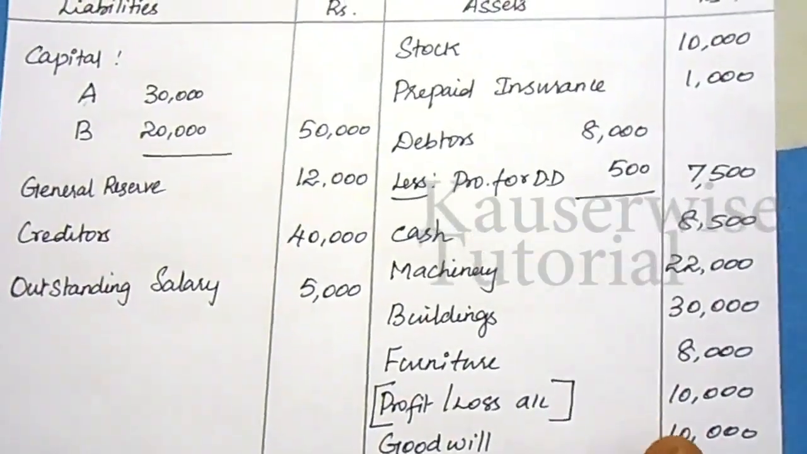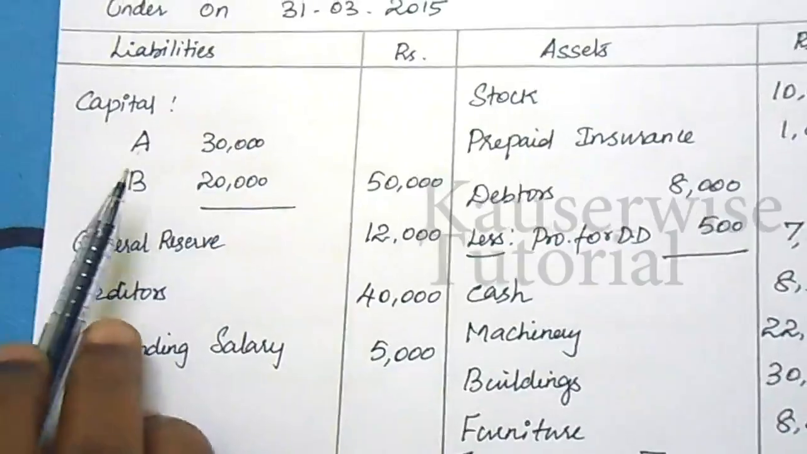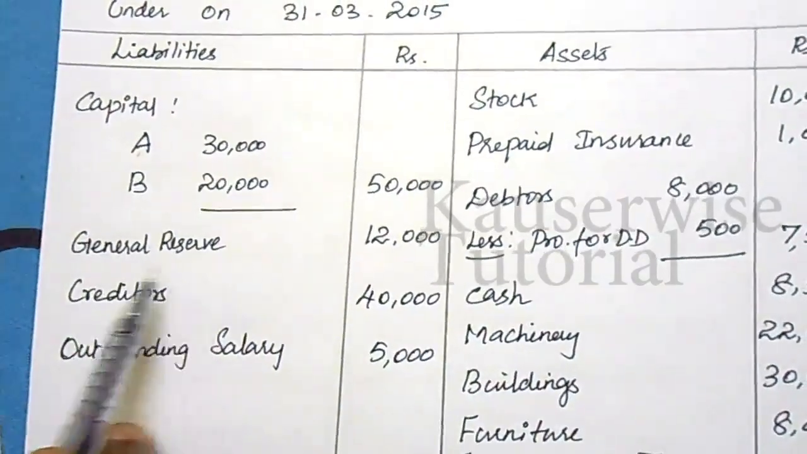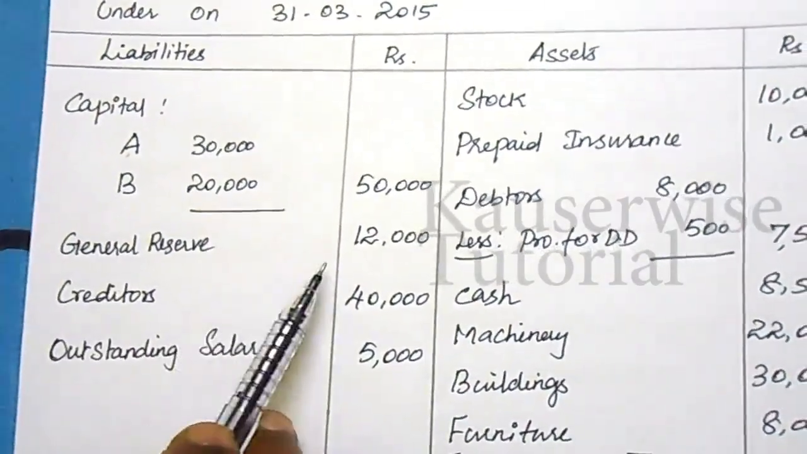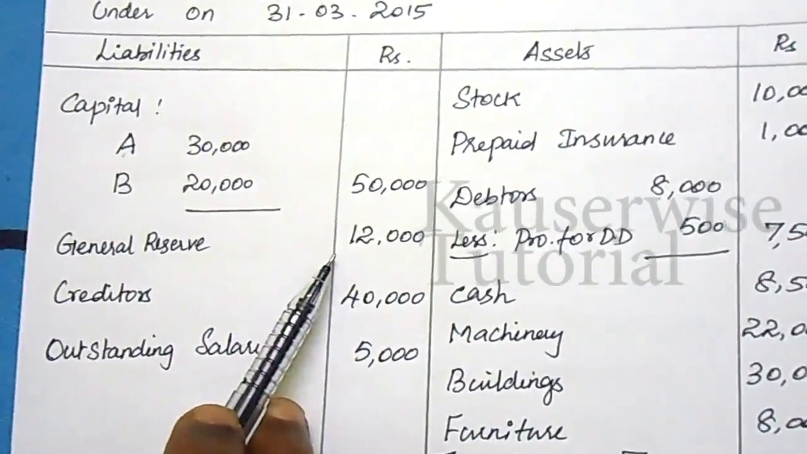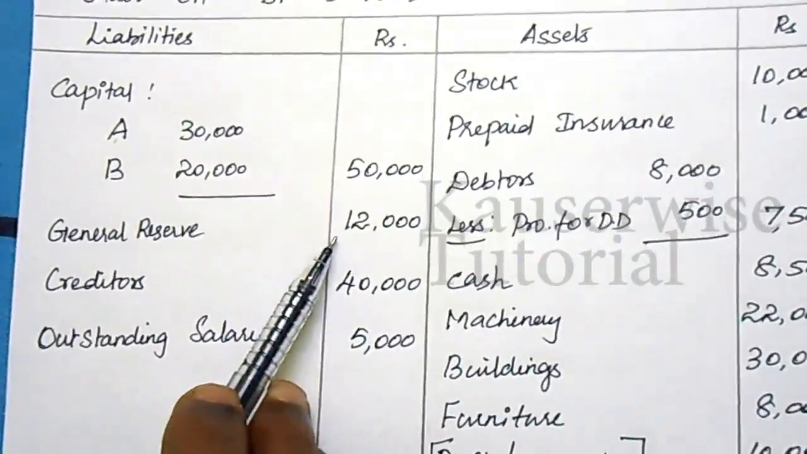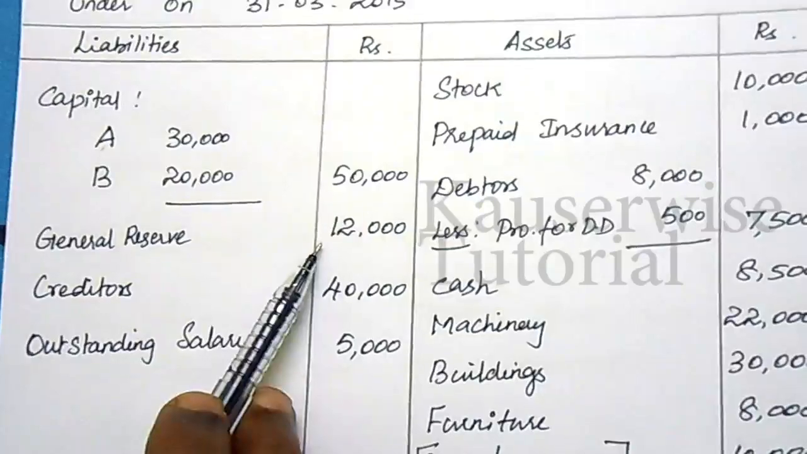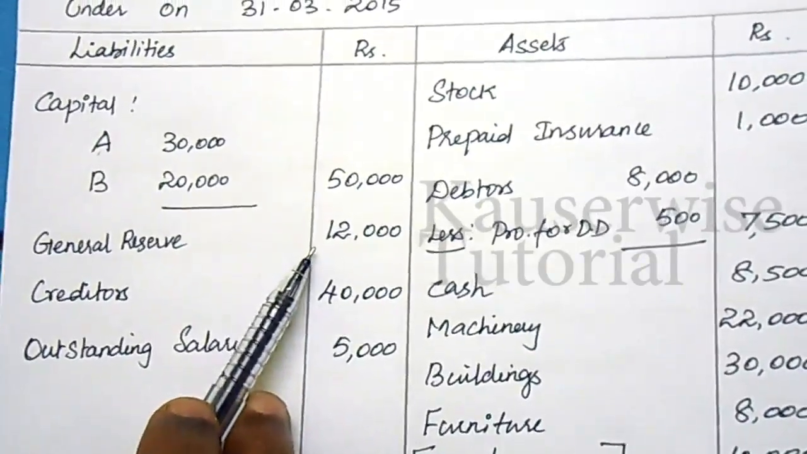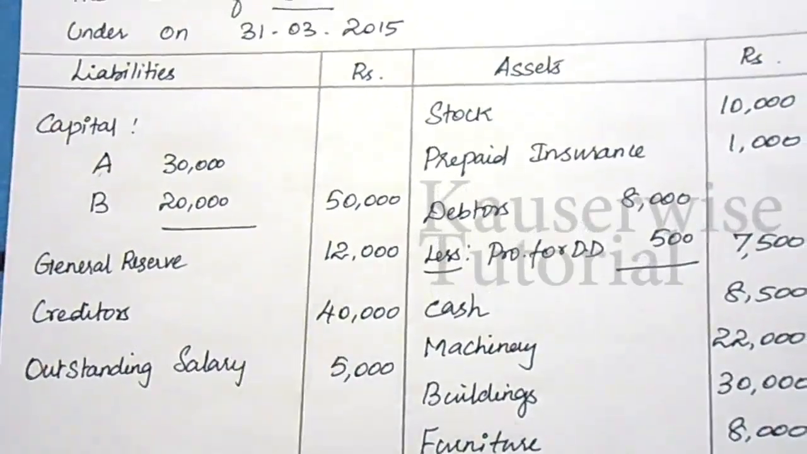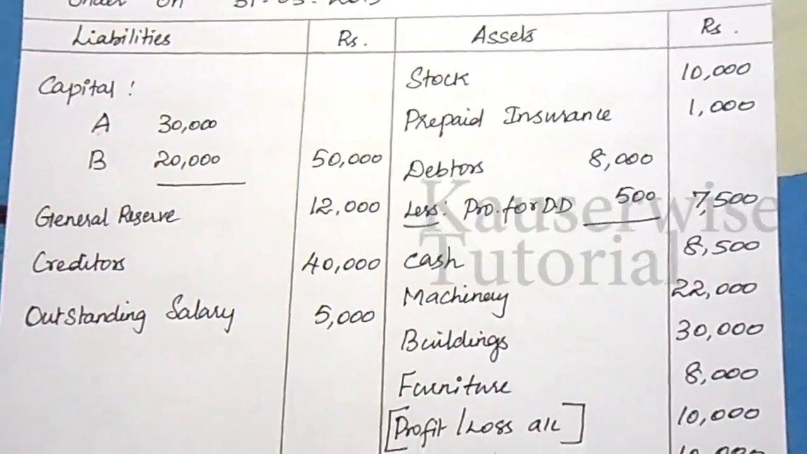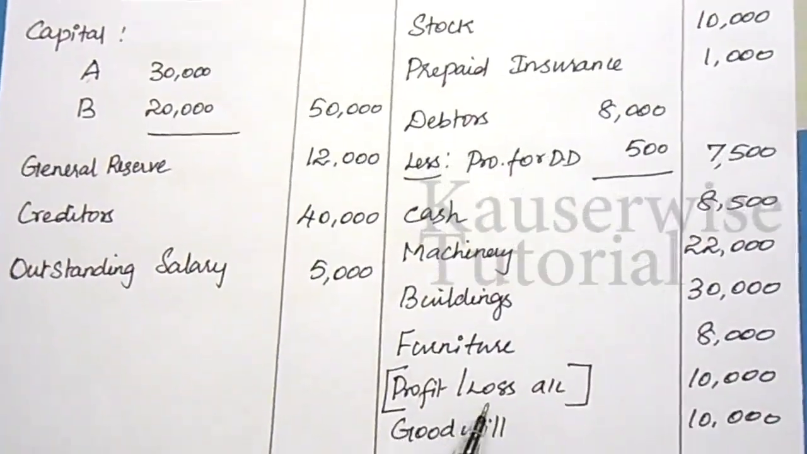Okay, at the same time, look at the liability side. Capital is there, general reserve. So general reserve, any reserve which belongs to the old partners, will be transferred to old partners' capital account according to their old ratio. This is a gain and this one is a loss. So the entry for the transaction is for the loss.